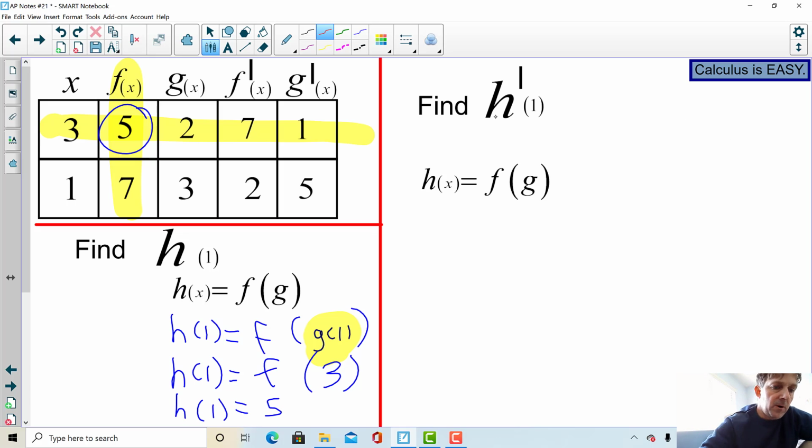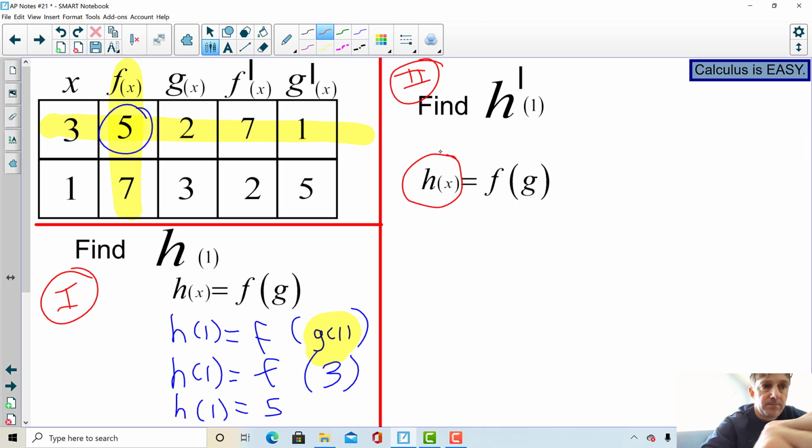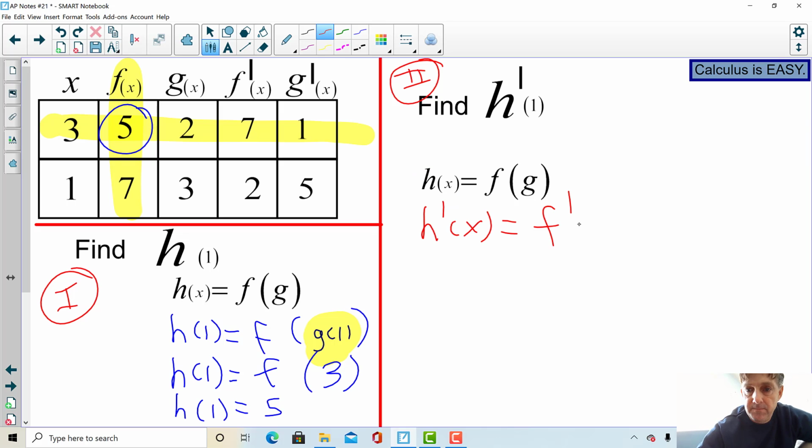Okay, this is a 3-part question. Part 1 was over here. The second part is find h prime of 1. So we're going to start by finding h prime of x. So here's h of x. So h prime of x is going to be f prime of g. Now I think you can see this is going to need the chain rule because that's a g and not just an x. We need to multiply by the derivative of g. Then we can plug in the 1.